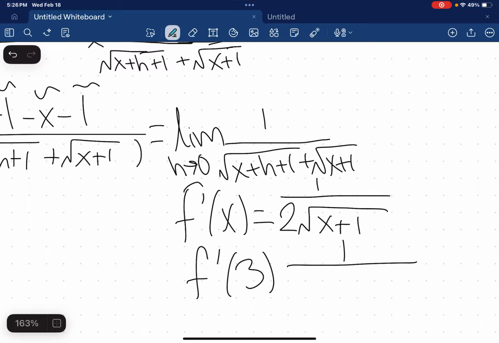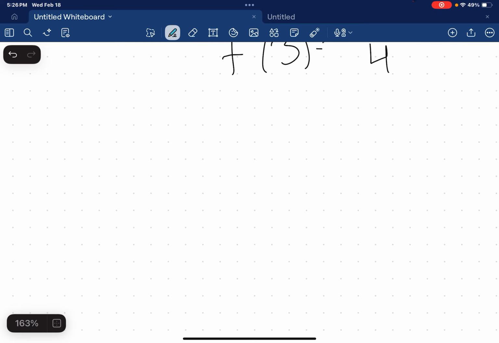3 plus 1 is 4. Root 4 is 2, so 2 times 2 is 1/4. And there we go. On to the last two.